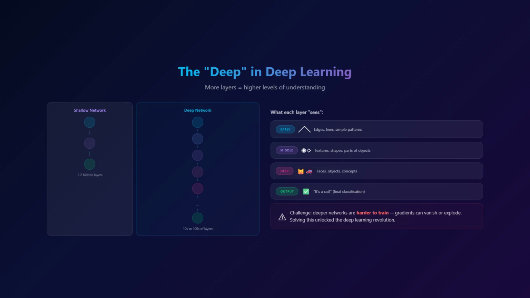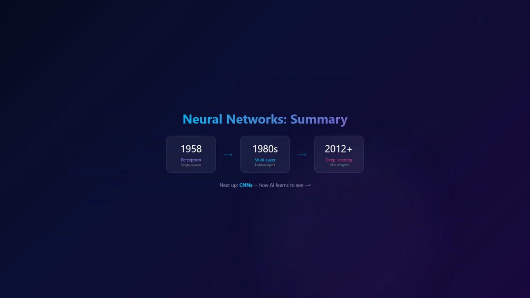But there's a catch. The deeper the network, the harder it is to train. Gradients can vanish or explode as they travel back through many layers. Solving this problem is what unlocked the deep learning revolution. So that's neural networks. From a single perceptron that could only draw straight lines, to deep networks with hundreds of layers that can recognize faces, understand language, and beat humans at complex games.